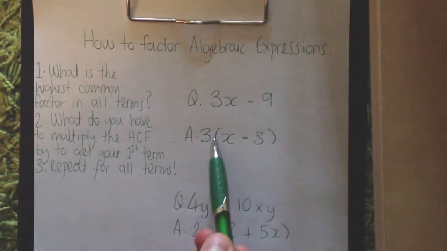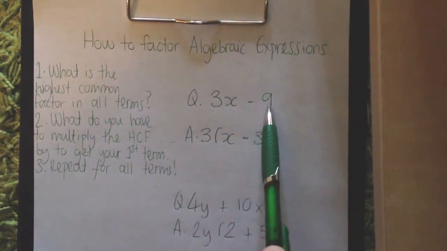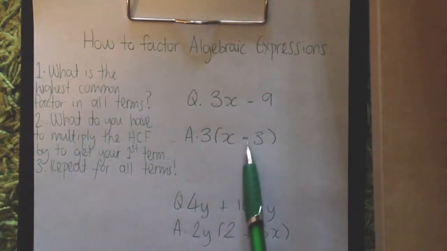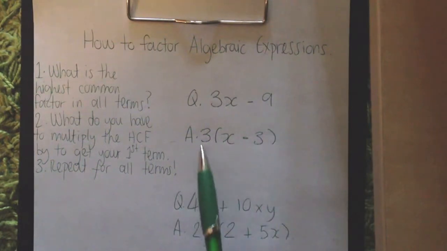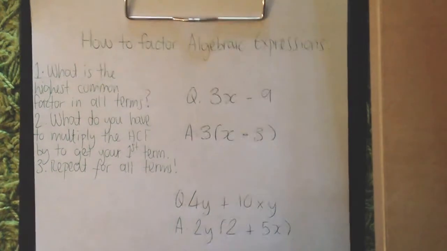So we then have to ask, step 2, what do you have to multiply the highest common factor by to get your first term? In other words, what do we have to multiply 3 by to get to 3x? And the answer is going to be x. And then step 3, repeat this for all the terms we have. So if we've got 2 or 3, we just repeat this. So next we look at 3. What do you have to multiply 3 by to get to negative 9? Well, that's 3 multiplied by negative 3 gives us negative 9. And that's that.